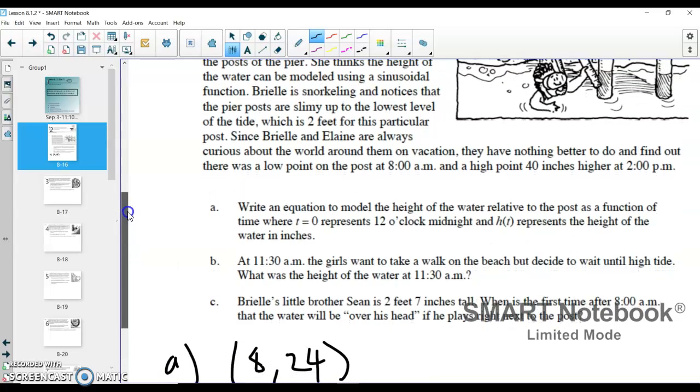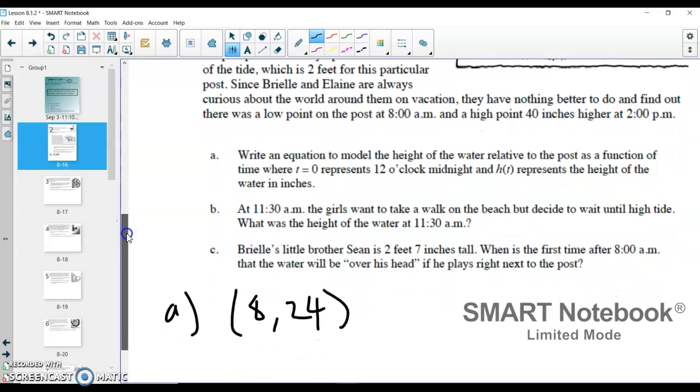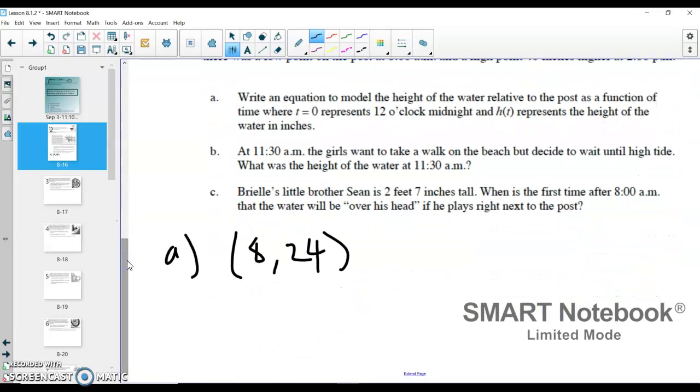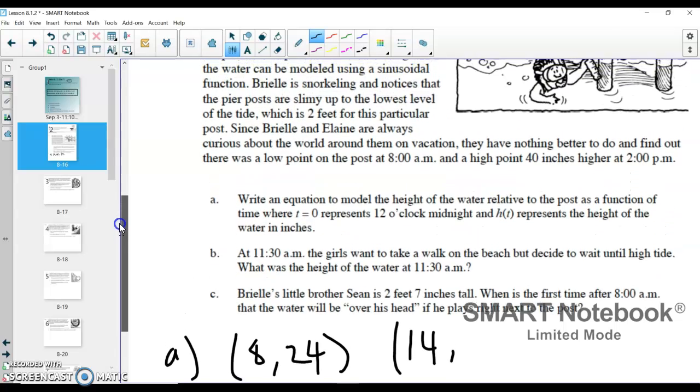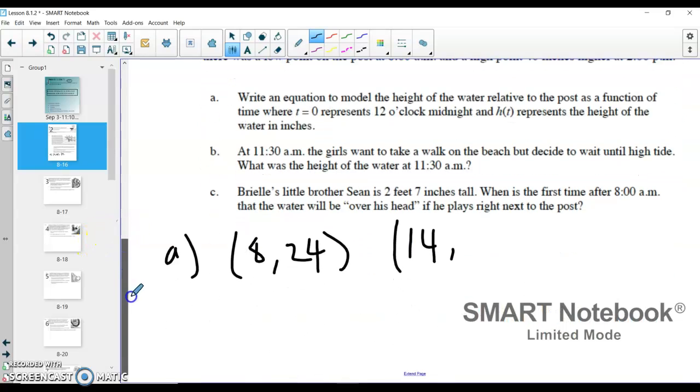Then we hit a high point at 2 p.m., which is 14 hours from midnight. So that's 14, comma, the high point, which I think they say is 40 inches higher than its low point. And 40 inches higher than 24 is 64. Now, I'm going to represent this with a cosine function just based off of the first problem.